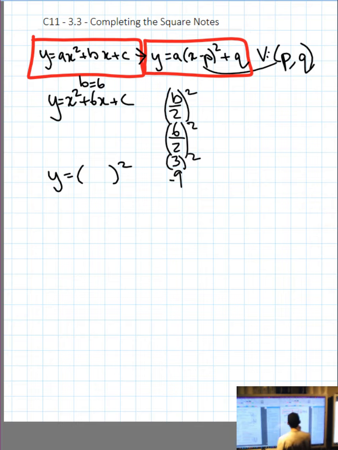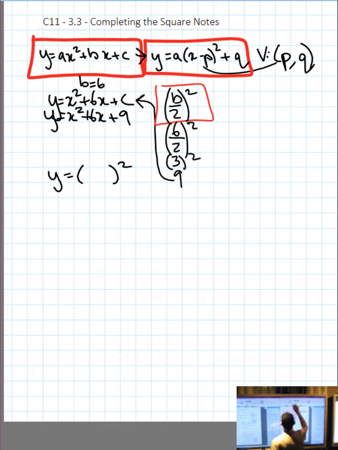Now, this is our c value, so I can put it in for c. y equals x squared plus 6x plus 9. The 9 we just figured out a second ago, substituting for c using the process b over 2 all squared. Let's put a box around that formula. We're going to use that formula a bunch.